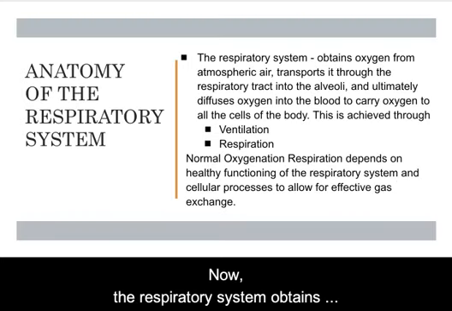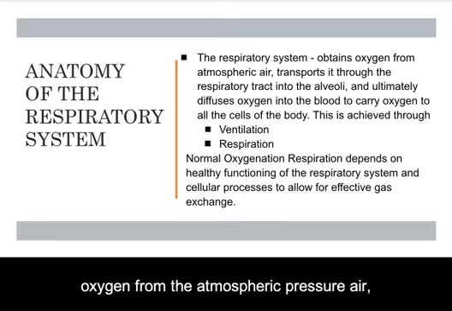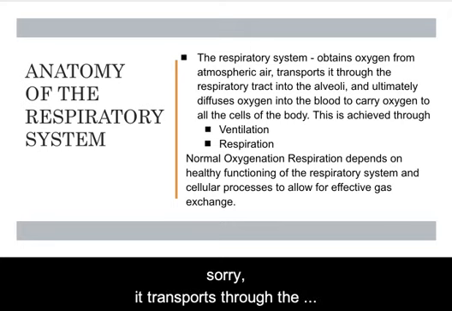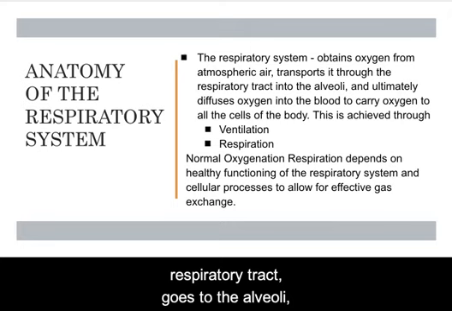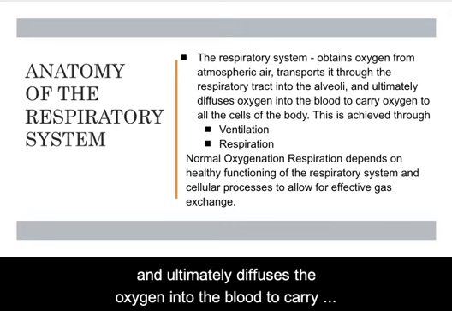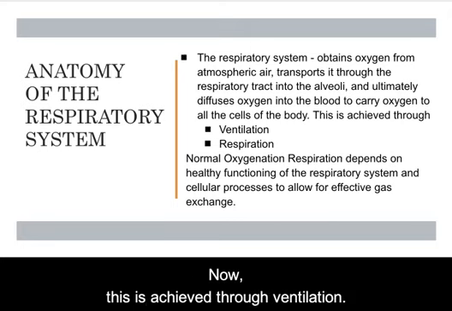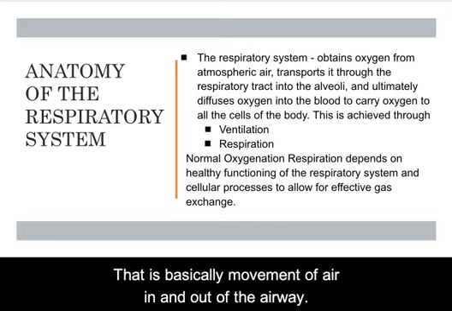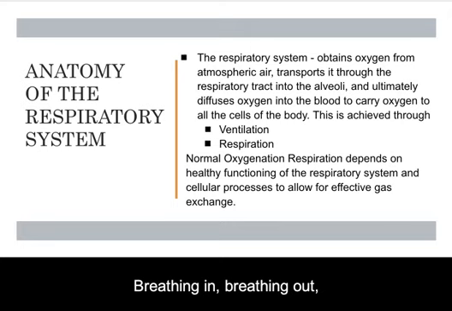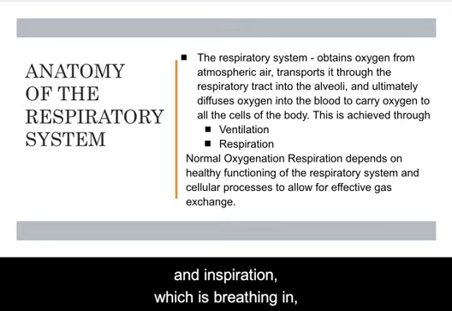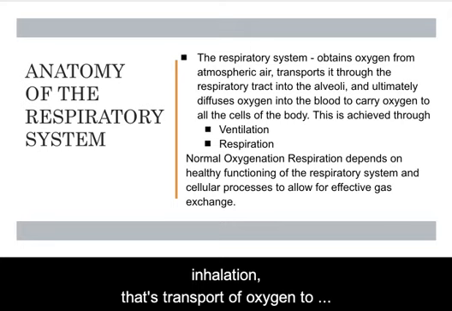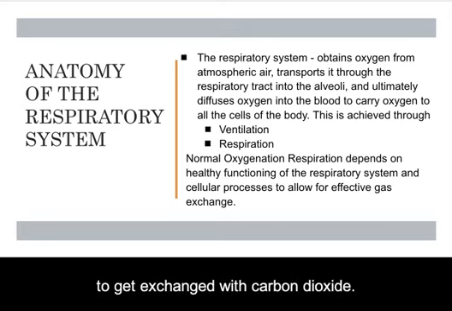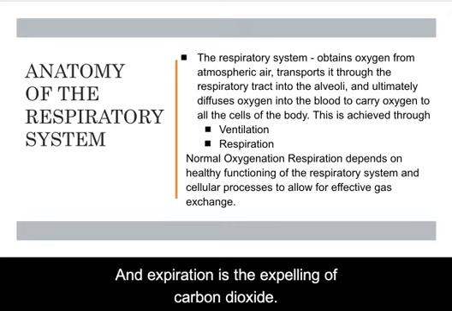Now, the respiratory system obtains oxygen from the atmospheric air. It transports it through the respiratory tract to the alveoli, and ultimately diffuses the oxygen into the blood to carry oxygen to all the cells of the body. This is achieved through ventilation, that is basically movement of air in and out of the airway, breathing in, breathing out. Inspiration, which is breathing in, or inhalation, is the transport of oxygen to the alveoli to get exchanged with carbon dioxide. And expiration is the expelling of carbon dioxide.